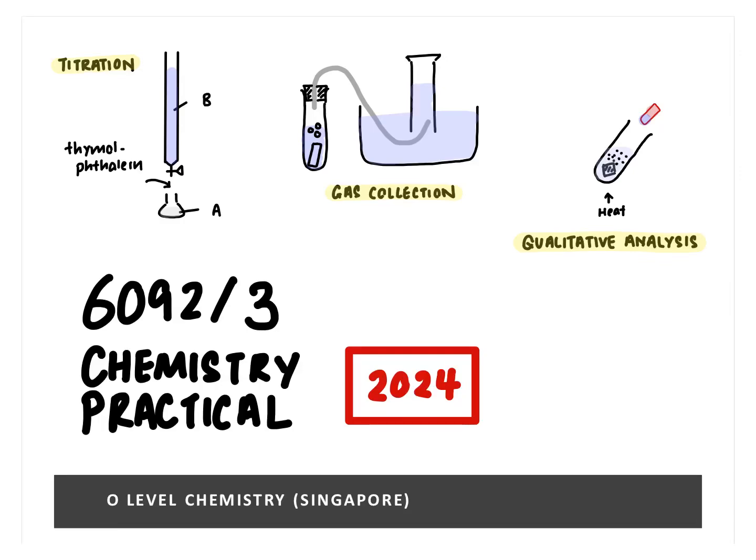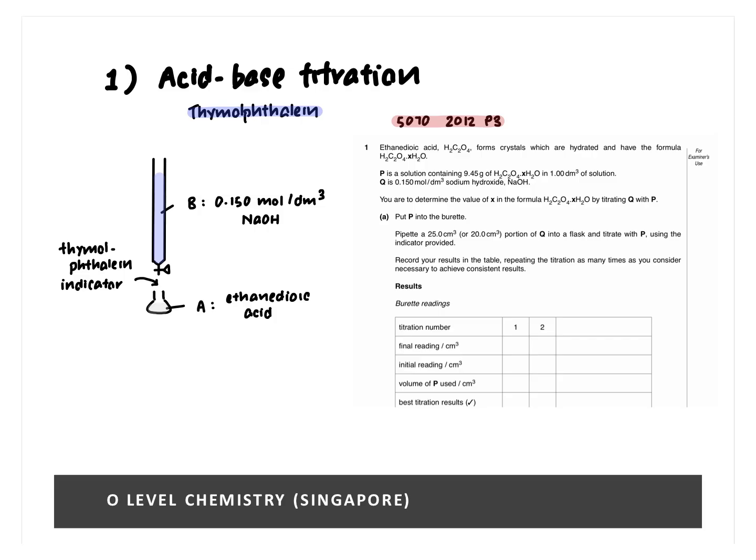In the 2024 Chemistry O-Level Practical Exam, we had 3 experiments. We had an acid-base titration. The second experiment was a gas collection by displacement of water, and then the last one was a qualitative analysis. The first experiment is an acid-base titration using thymolphthalein indicator.